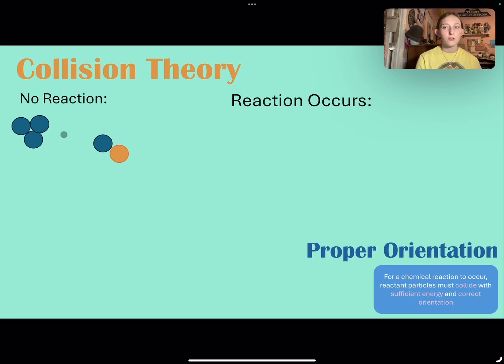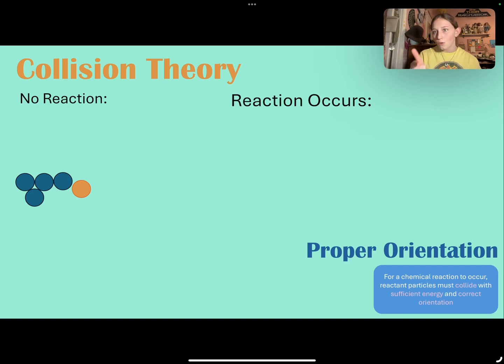So in this hypothetical situation, I have three dark molecules, and then I have one dark molecule and one light molecule. If both collide, which is the first step, and they meet the activation energy, which is the second step, but they aren't oriented correctly, no reaction will occur. They will just bounce right off of each other.